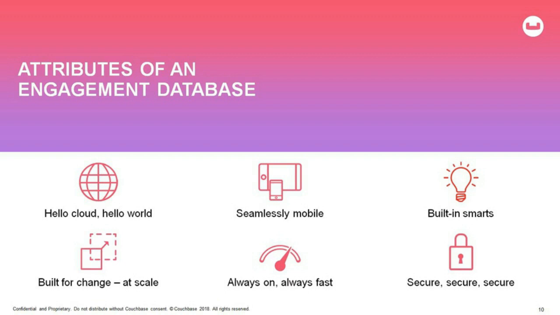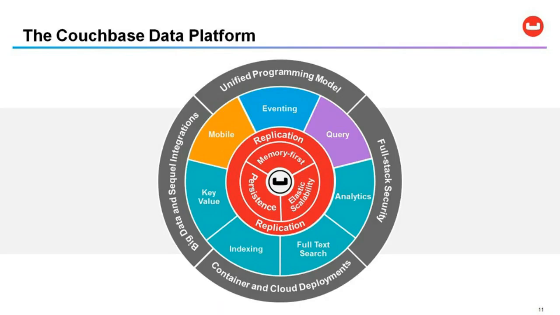It has to be always on and always fast. Couchbase is a memory-first architecture with an integrated document and cache, so performance is blazing. And finally, it has to be secure, because a lot of customer data is sitting in these databases. So with Couchbase, you get full-stack security from device to cloud. So these are the pillars on which the engagement database needs to be built, and this is what we have built at Couchbase. So this is the Couchbase Data Platform.